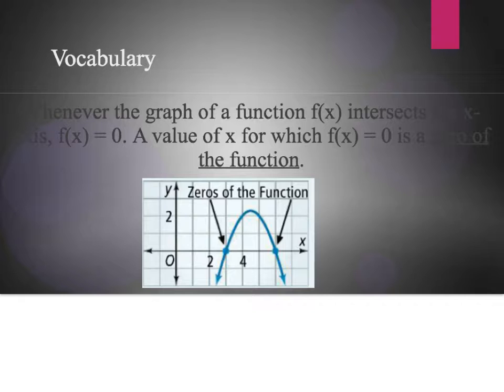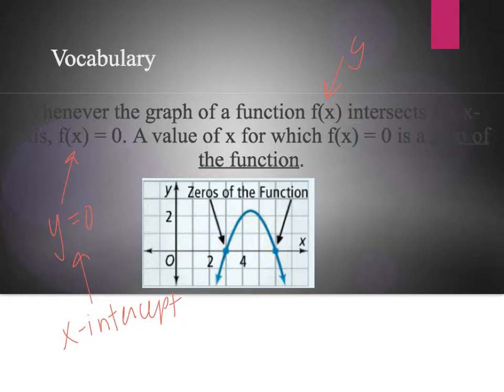It says whenever the graph of a function f of x intersects the x-axis, then f of x equals 0. A value of x for which f of x equals 0 is a 0 of the function. Just as a reminder, whenever you see f of x, that's also the same thing as saying y. So it's saying whenever the graph of a function y intersects the x-axis, then y equals 0. And we know that because that's called an x-intercept.